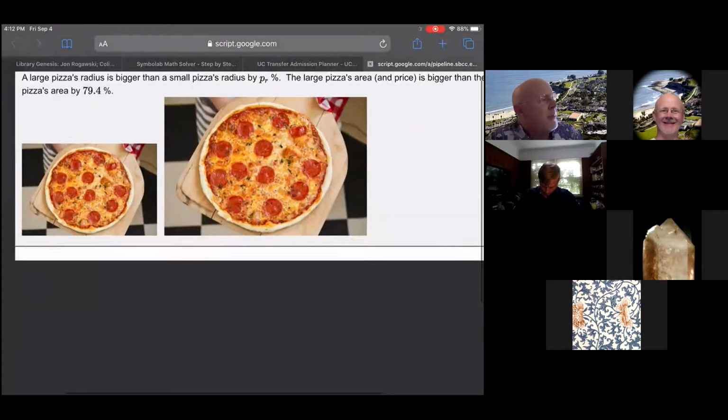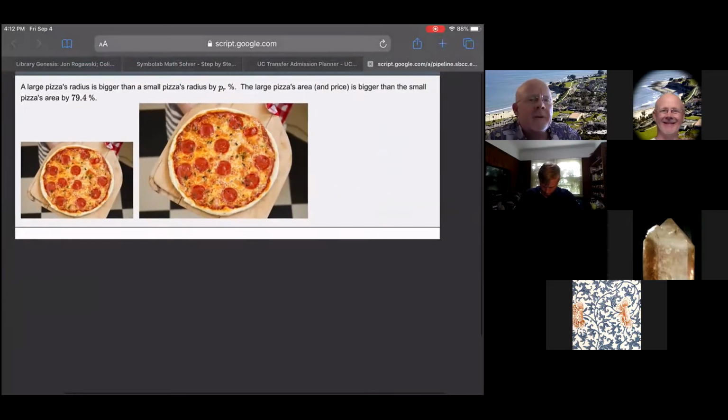Oh, that's helpful too. I begin to see where his problems are. Okay, so let's see if I can understand the question. A large pizza's radius is bigger than a small one by, and we don't have a number. We just have a P percentage. Yes. Okay, so let me draw a small pizza.